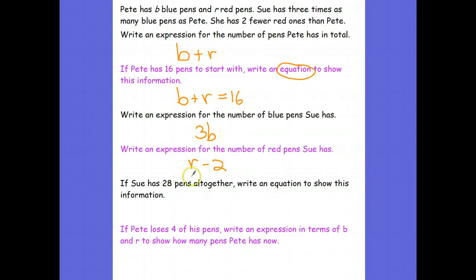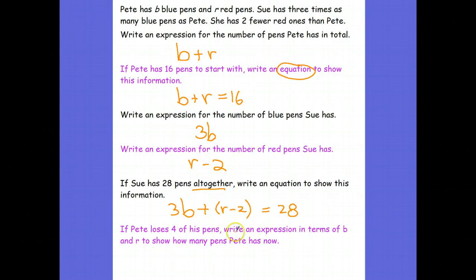If she has 28 pens altogether, well, she's got 3B blue pens. Altogether implies that we add. So she has R take 2 red pens. And we know that together those terms add to 28. I like to sometimes write the brackets around expressions like this to show that they were sort of linked in the original question. You also could have just written 3B plus R minus 2 and gotten the same answer.